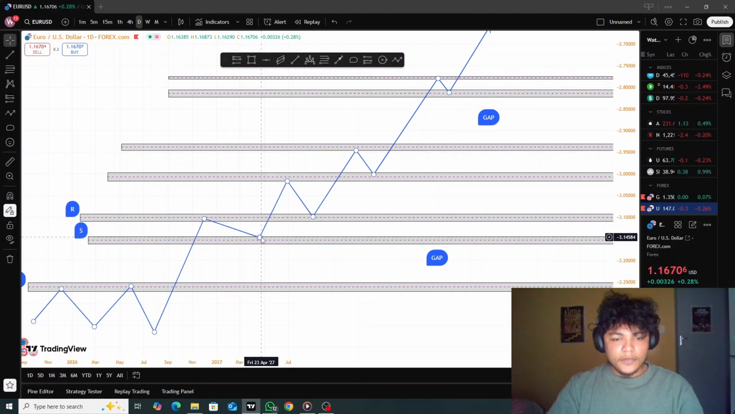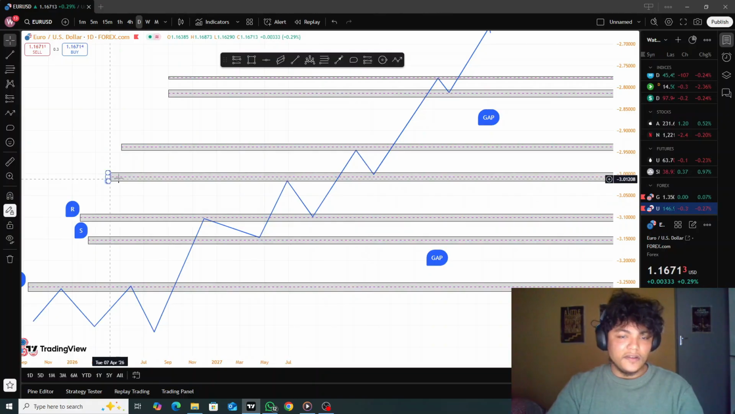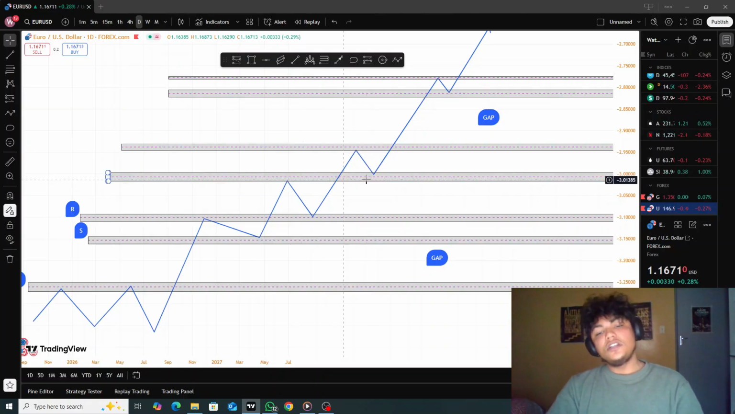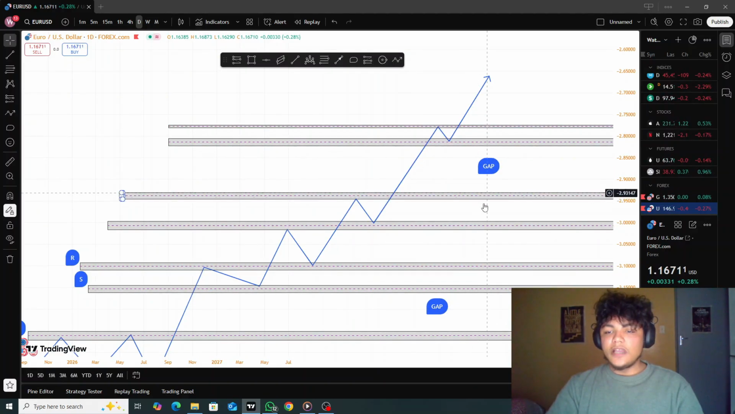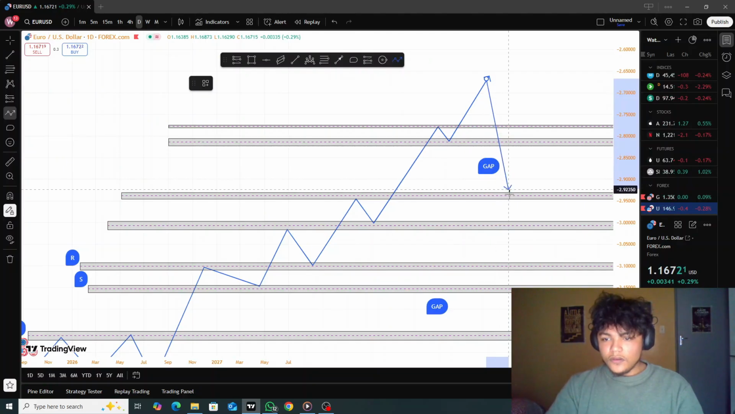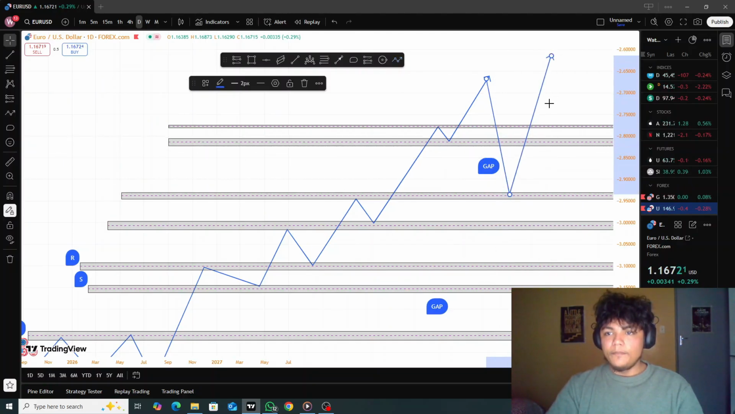The market went up, came down, went up, and came down to retest this level, and now this resistance turns into a support. It broke through the resistance level, then came down to retest it in order for it to turn into support. It went up, broke, and now it never came down to retest here. So the market is most probably going to do this retest and go up.